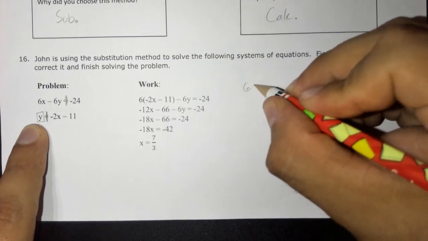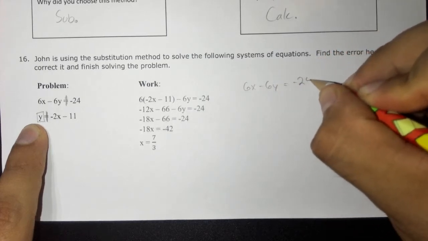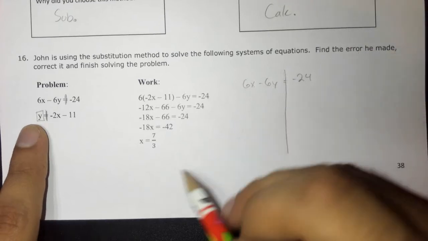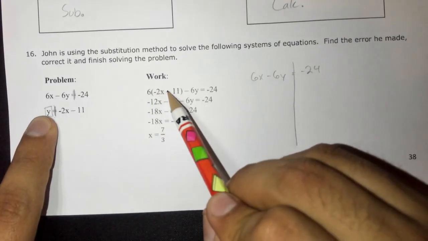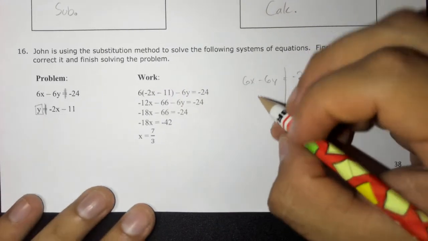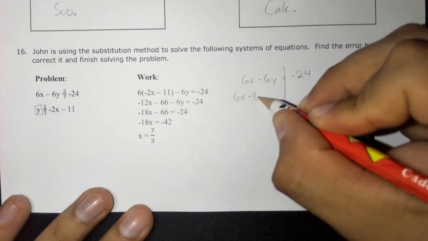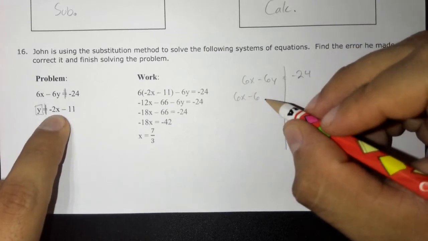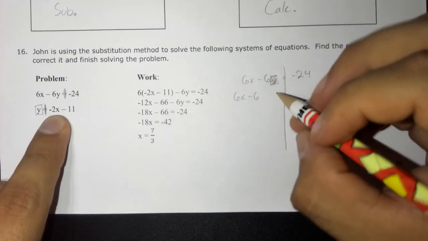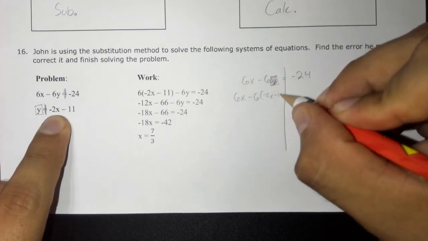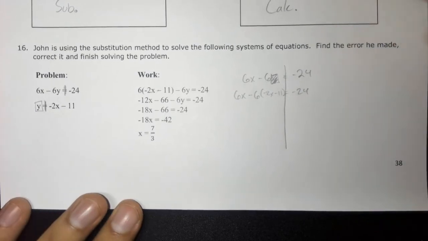If he rewrites it, he would have 6x minus 6y equal to negative 24. And already it looks like his mistake is that he boxes in the y but replaces the x. So he just replaced the wrong thing. Instead it would be 6x minus 6, and then in place of my y, which is what we boxed, we would have negative 2x minus 11 equals negative 24. And then from there we would solve.